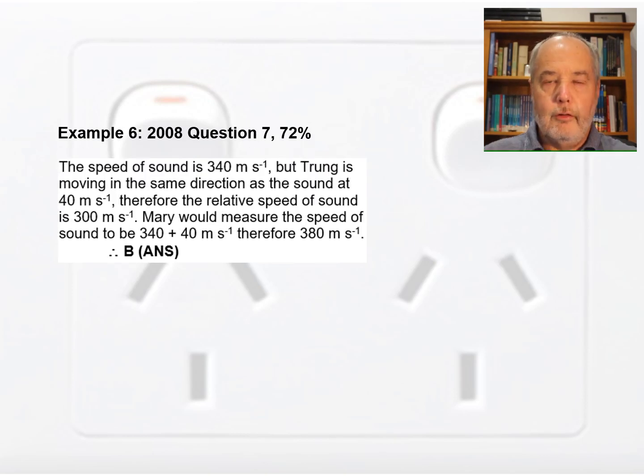We need to use non-relativistic methods to add the speeds together. Trull's travelling at 40 metres per second in the same direction as the sound is travelling, so he will think the sound is travelling at 300 metres per second relative to him. Mary is moving against the direction of the speed of sound, so she will actually think it's travelling at 380 metres per second. Therefore, the answer is B.